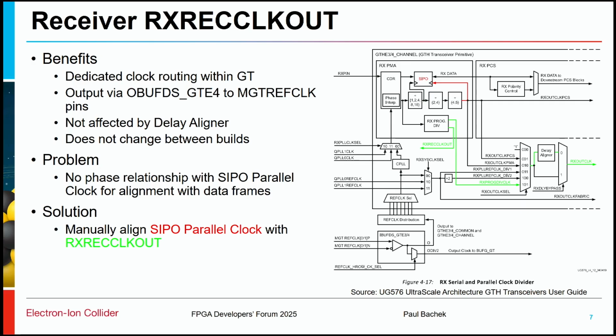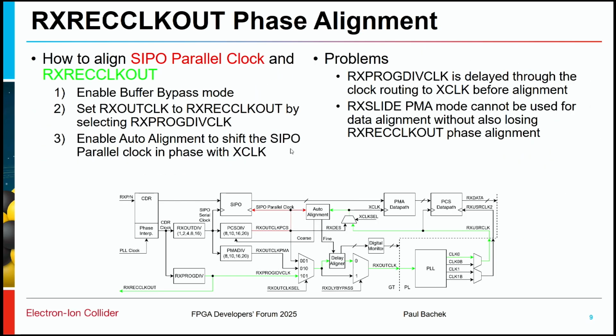Nikita, please. Hi. So in your approach, you are using the RX rec clock out as a reference, right? This is your reference to align the SIPO parallel clock. Right, here, I'll go to the other diagram. It's a little more clear. So yeah, the recovered clock out, which they call programmable divider clock, is driven to RX out clock, back into the transceiver as user clock, and then that eventually goes to X clock, which is used for the alignment.